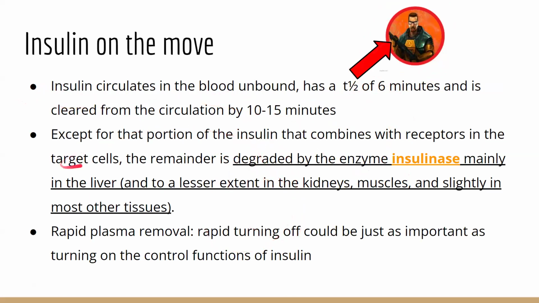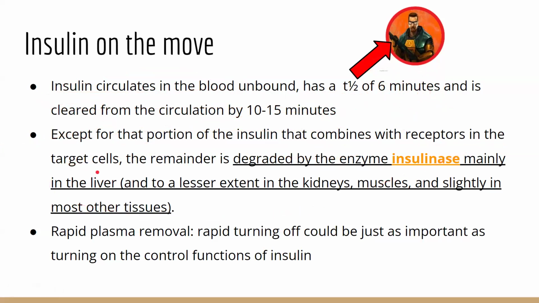This was covered in hormones 1 and 2, but just a quick revision. Insulin circulates in the blood unbound. It has a half-life of 6 minutes, and it's cleared from the circulation by 10 to 15 minutes. So endogenous insulin doesn't stick around that long, except for the portion of the insulin that combines with the receptor in the target cells.